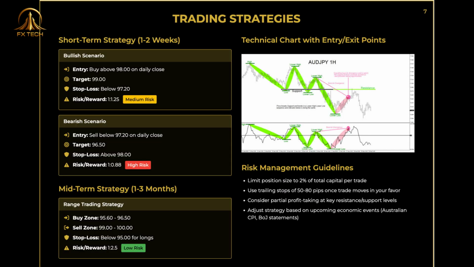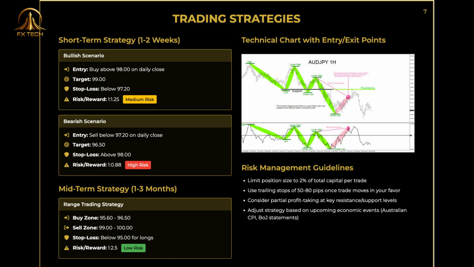Based on our analysis, we've developed specific trading strategies for both short-term and mid-term horizons. Let's examine these actionable approaches for AUD/JPY traders. For the short term, spanning the next 1 to 2 weeks, we have 2 scenario-based strategies. In the bullish scenario, we recommend buying above 98.00 on a daily close, targeting 99.00 with a stop loss placed below 97.20. This gives us a risk-to-reward ratio of approximately 1 to 1.25, which we classify as medium risk.